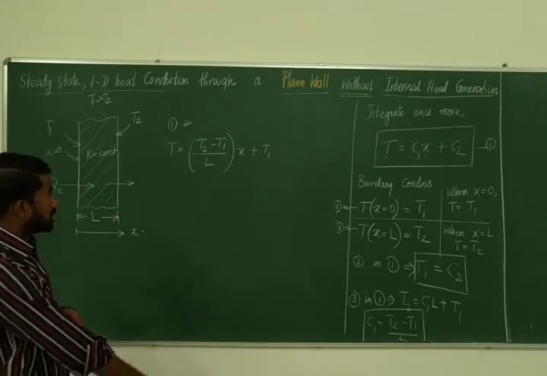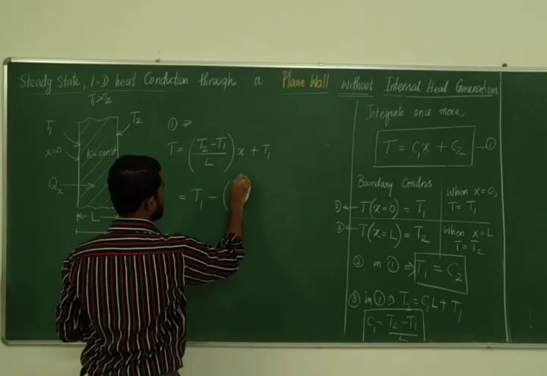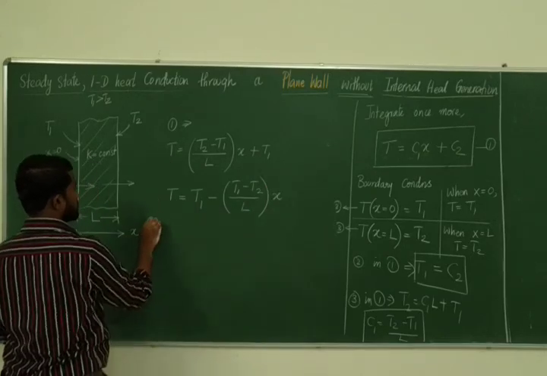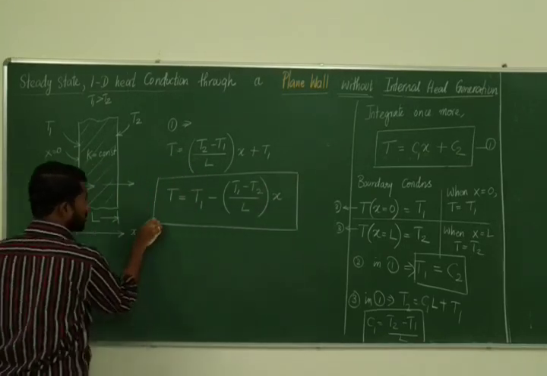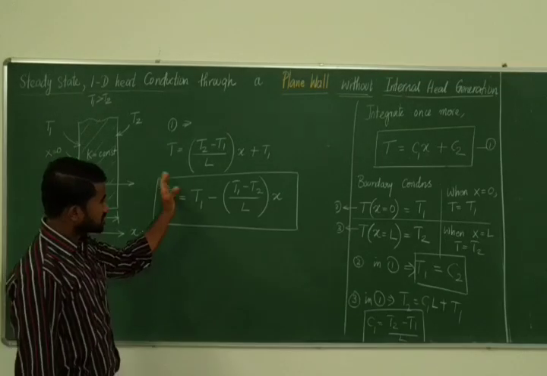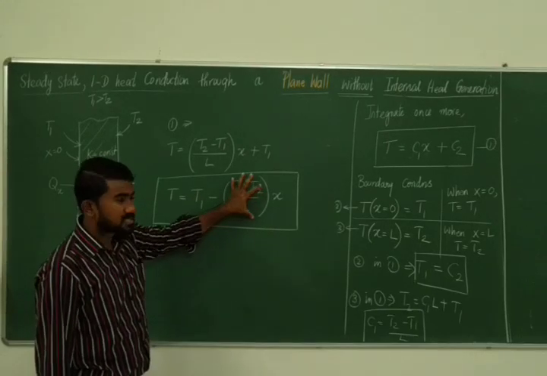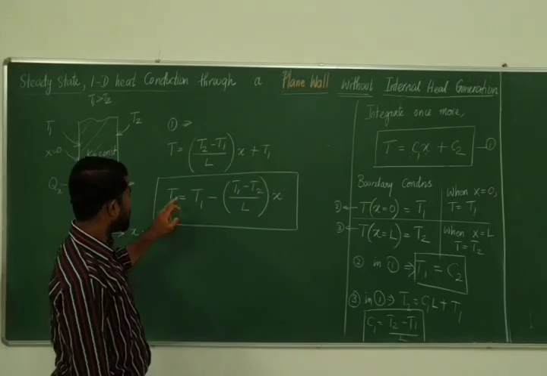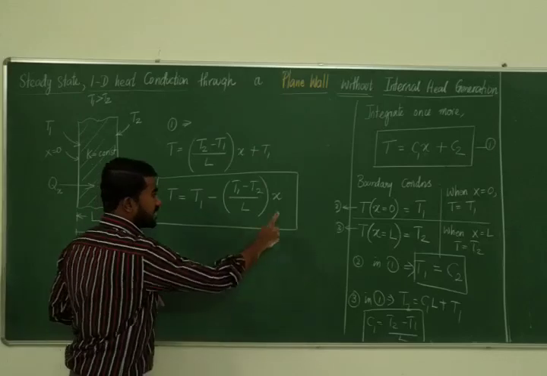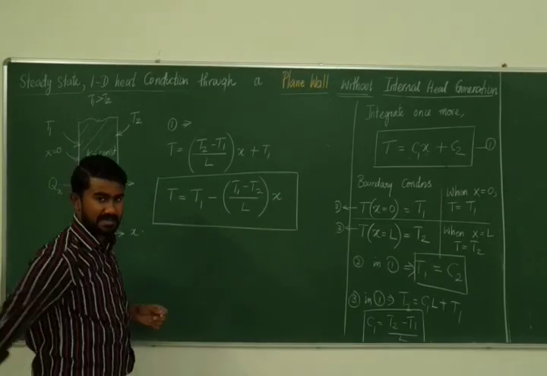Correct? Now I'm going to rearrange this a little bit and write it as T1 minus (T1 minus T2) by L into X. This is the temperature distribution in a plane wall. Is this clear? So this rearrangement is done because T1 is higher and T2 is lower. I want this term to be positive. And always the temperature is going to be less than T1. T1 is the largest temperature. For any X, the temperature is going to be less than T1. So it makes sense if you write it this way.